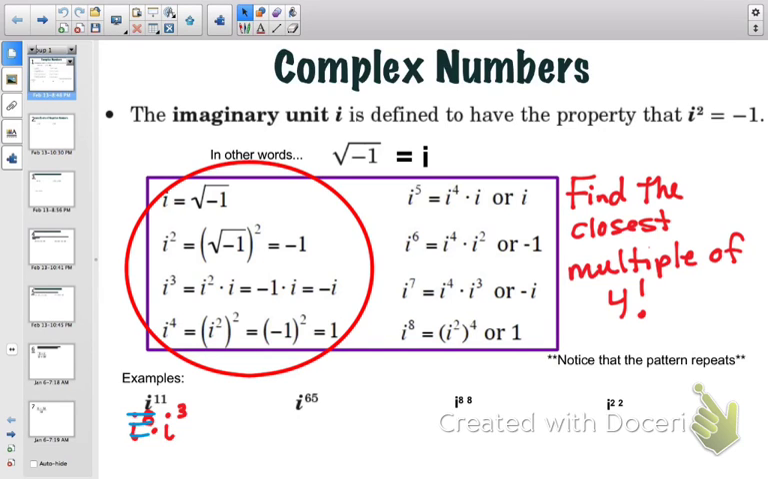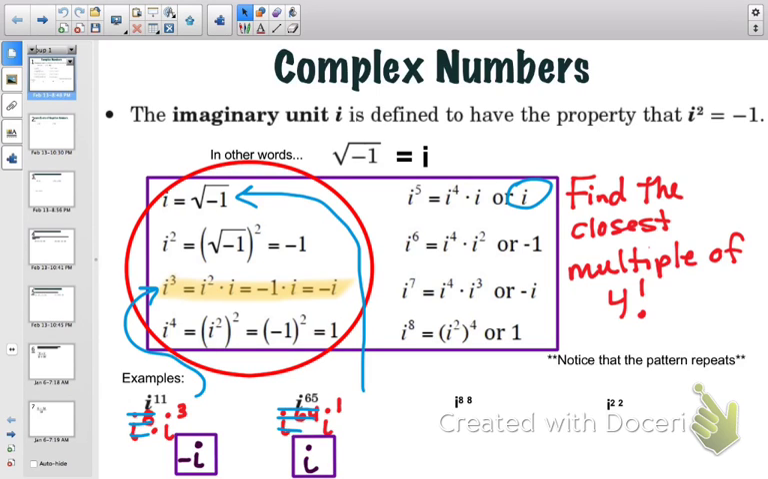Now I can refer to my table above, where it says i to the 3rd is equal to -i. And then that's where it's simplified. So the simplified version of i to the 11th is -i. Next, let's look at i to the 65th. 64 is the largest multiple of 4 that is less than 65. So what do we have left? i to the 1st power. We can cancel and cross out that multiple of 4, and we're just left with i.